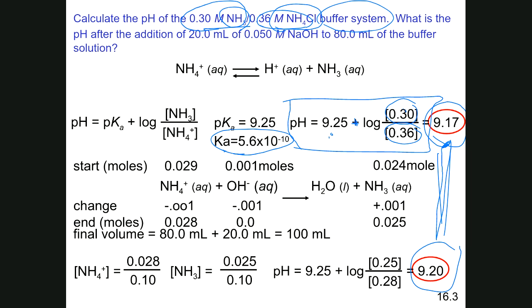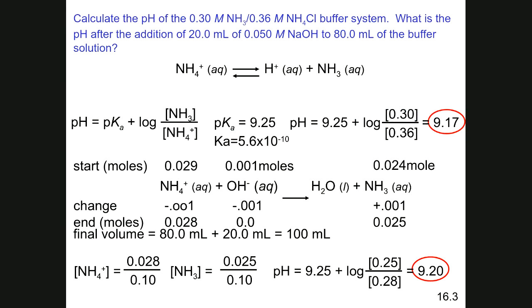Now, the second part of the question is asking what the pH would be after you add 20 milliliters of sodium hydroxide solution to 80 milliliters of this buffer system. You would expect the pH to change a lot, but after you do the calculation, you see that the pH is maintained and doesn't change a lot. How do you find the new pH? It is still a buffer system, but first you have to find the concentration of NH3 and the concentration of NH4 plus after addition of the sodium hydroxide.